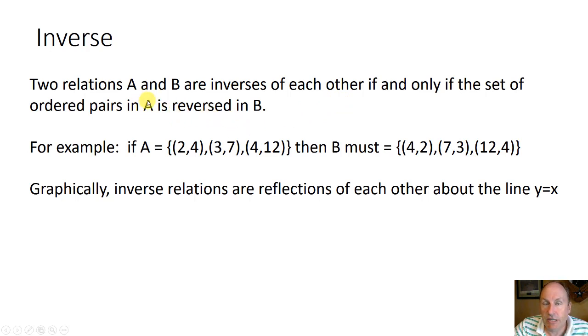An inverse occurs between two relations if and only if the set of ordered pairs of the first relation, let's call it A, is reversed in B. Let's see an example of what I mean here.